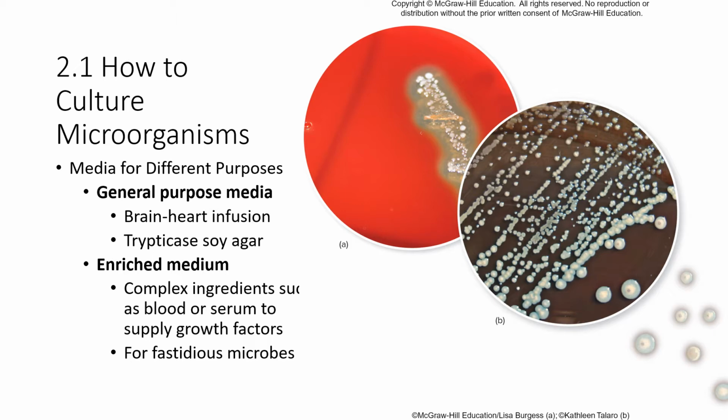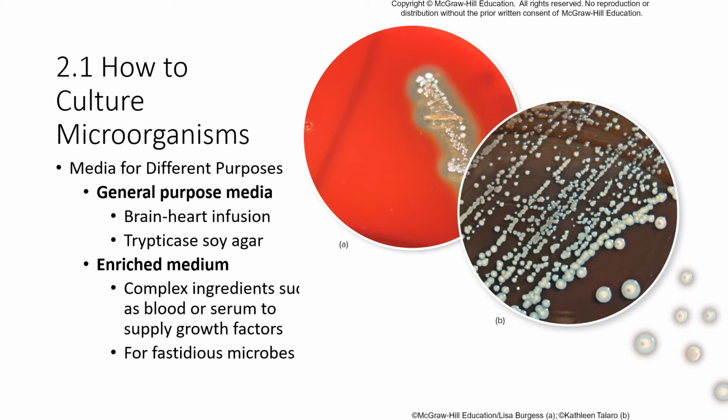That's where the enriched media comes in. Enriched media means that you're going to add blood or serum to a general purpose media. Here on the right, you see this red and you see this dark brown agars. The red, blood agar. Tryptic soy agar is liquid when it's heated, and as it cools, it solidifies. As it's cooling, once it hits a certain point where it's cool but not solid yet, you pour in some sheep's blood.